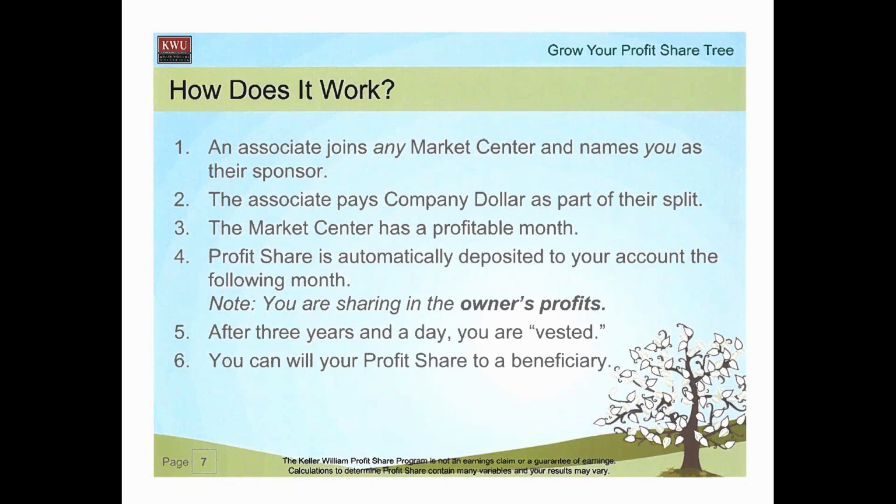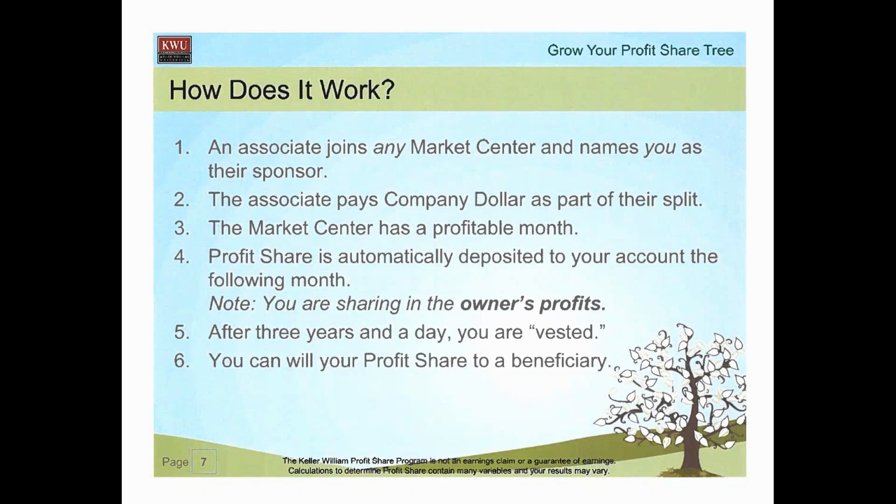So again, an associate joins the market center, any market center. It doesn't have to be here. It can be anywhere where there's a Keller Williams office in the world. And they name you as their sponsor. They pay company dollar, so they're split. What happens if somebody is capped and they're still having, then there is no profit share to be paid because they haven't paid a split.